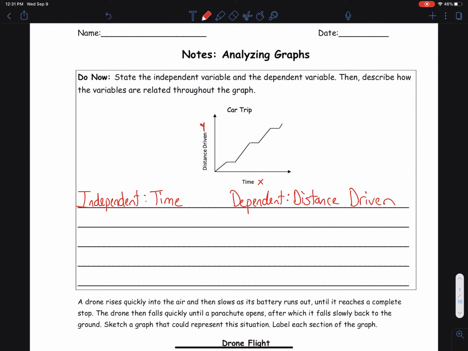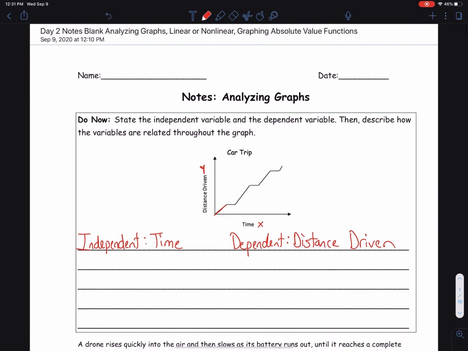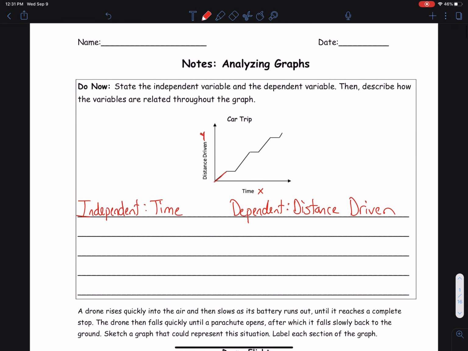Now we need to describe how the variables are related throughout the graph. So as time is increasing, so x is going to the right, what's happening to the y value? Well, as x increases, the y is increasing until it gets to this point right here where x is increasing and y is not increasing, where distance is staying constant, and then we rise again, so distance driven is increasing as time is increasing, and then the distance driven again is stable. We're not going anywhere as time is increasing, and that goes on for another time.